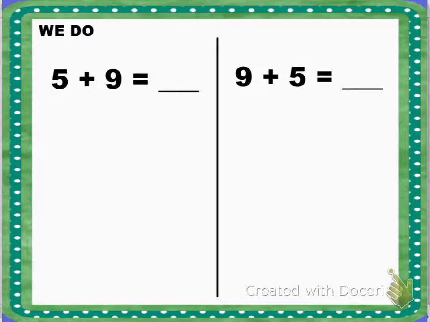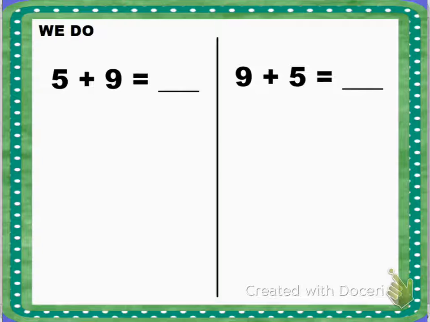So now we have two problems, 5 plus 9 equals blank and 9 plus 5 equals blank. Now, remember I said about the commutative property. Well, these two number sentences have the same parts. The only thing that's happening is that we're doing that switcheroo, we're doing that flip. So we flipped it to see if it makes the same thing or not.